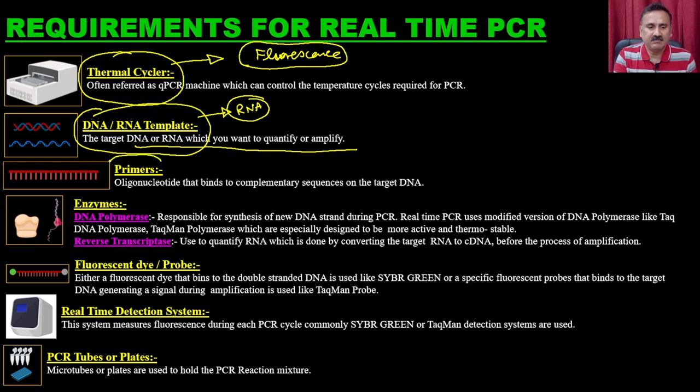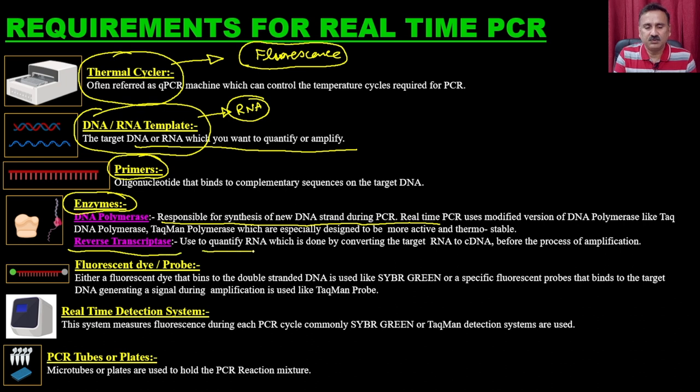Then you require the primers, the forward and the reverse primers. You require the enzymes, so the two different enzymes: the DNA polymerase and the reverse transcriptase. DNA polymerase is responsible for the synthesis of the new DNA strand during the PCR, so it is exactly the same as what we were using for the traditional PCR. And then you also require the reverse transcriptase.